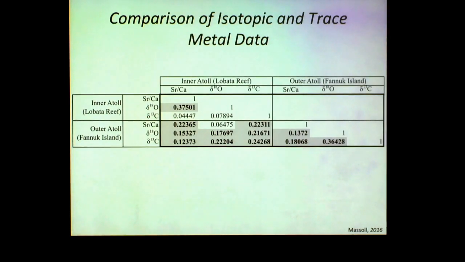I'm going to skip this because this is just a table showing the various correlations, and so the gray are all significantly correlated, but you can see that they're pretty low R-squared amounts.